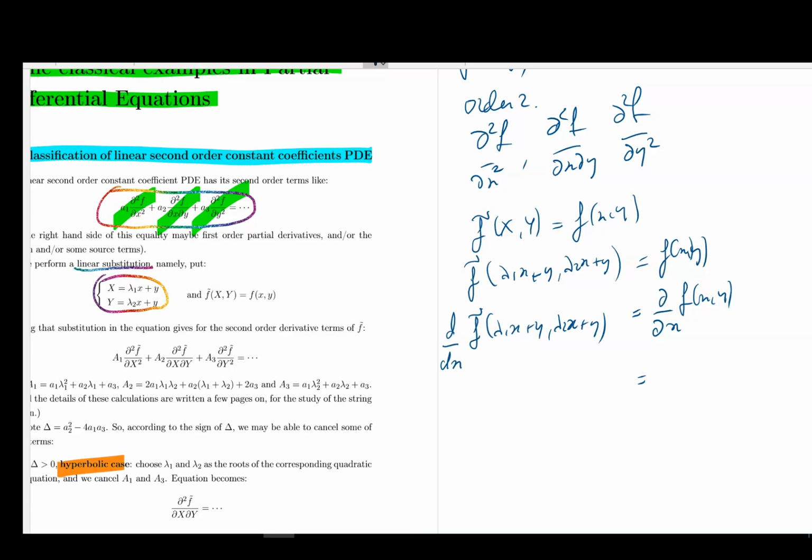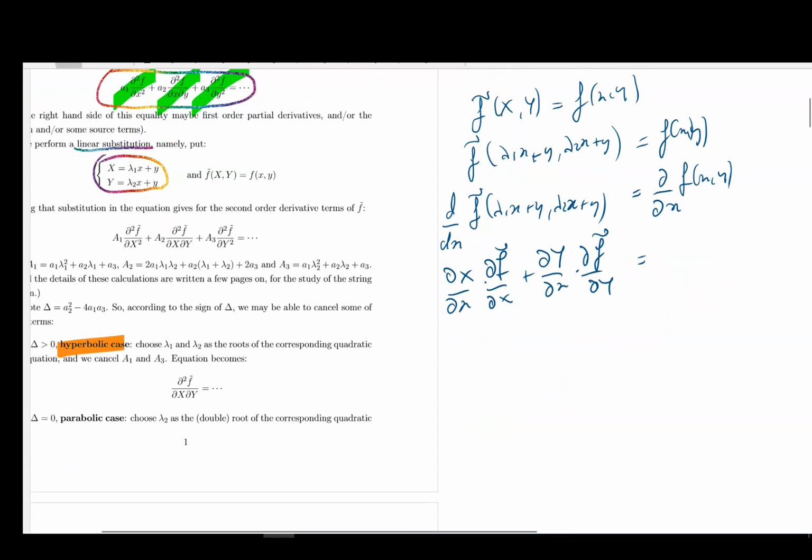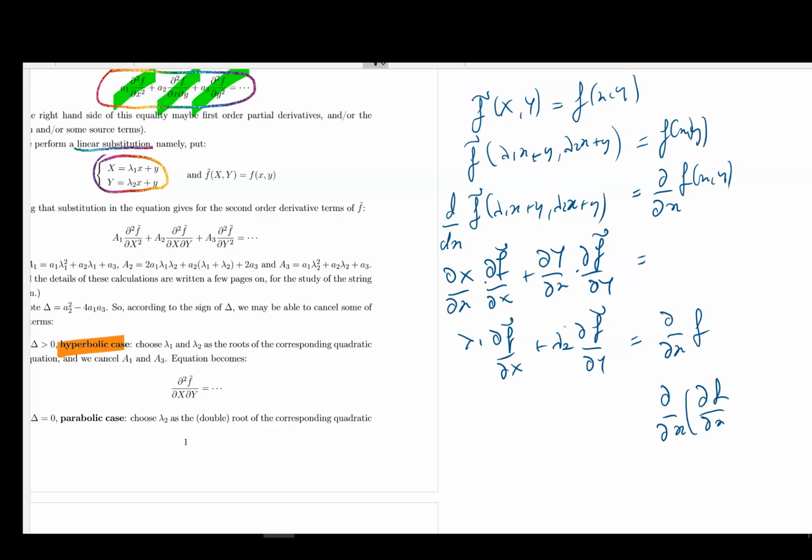So remember, that's dx over dx, df tilde over dx, plus dy over dx, df tilde over dy. Okay, if you remember that. So we're going to have lambda 1 df tilde over dx plus lambda 2 df tilde over dy. So that's equal to d over dx of f. Now I need to do the second order derivative of this one. So that's just going to be d over dx of df over dx.